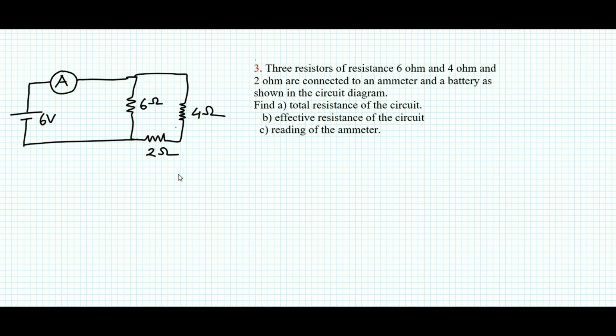This one is the third sum. Three resistors of 6 ohms, 4 ohms and 2 ohms are connected to an ammeter and battery as shown here in the diagram, right? This is the ammeter, and A is the sign of the ammeter with a circle. So we have to find the resistance of the circuit, the total or effective resistance of the circuit.